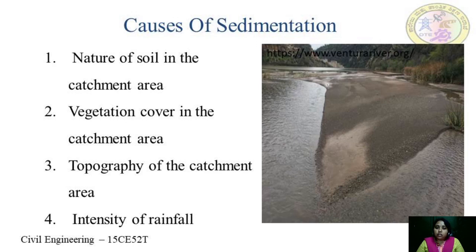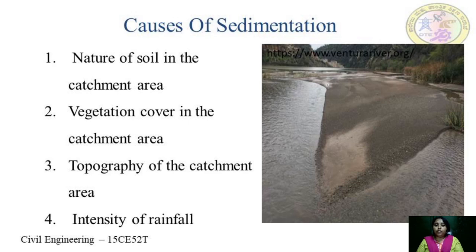And next, vegetation cover in the catchment area. If the catchment area is covered with vegetation like grass, plants, forest, then the erosion of the soil will be controlled and the river will not carry sediment. But if the catchment area has no vegetation cover, then the soil is easily eroded and the sediment load is very large in this case.